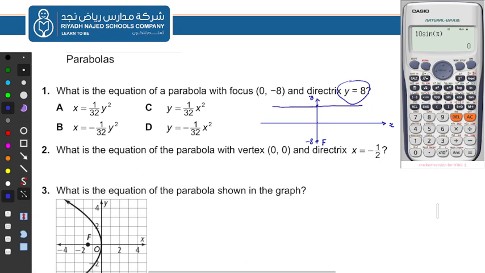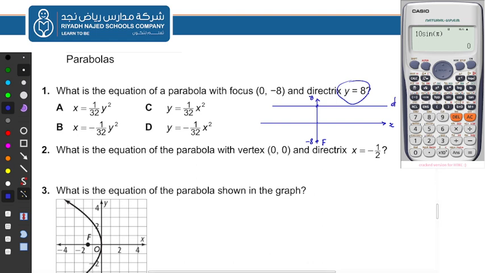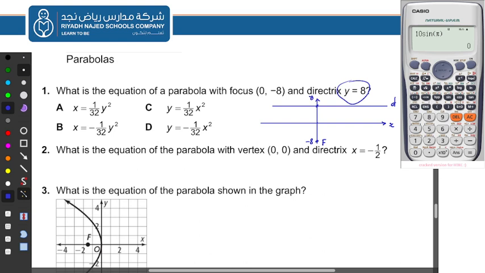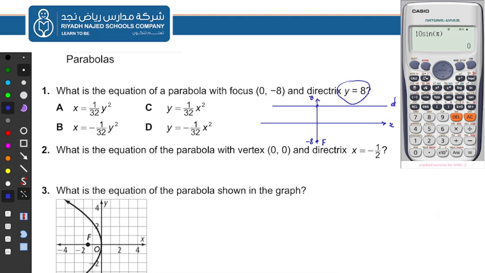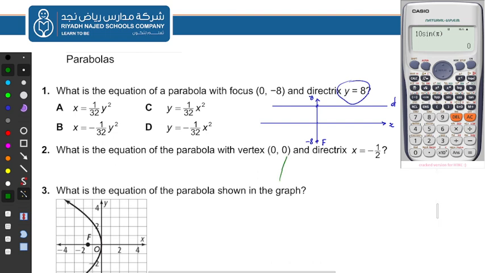The line y equals 8 intersects the y axis. Okay, so this is the directrix and this is the focus. Now we know the position of the focus and the position of the directrix, so we have an idea. We can draw our parabola. We said that the focus must be inside the graph and the directrix must be outside, on the other side. So our parabola must be similar to this.